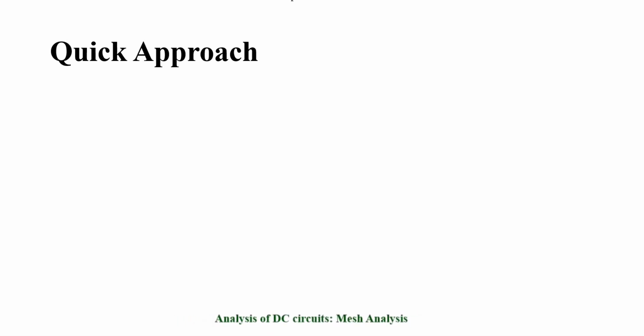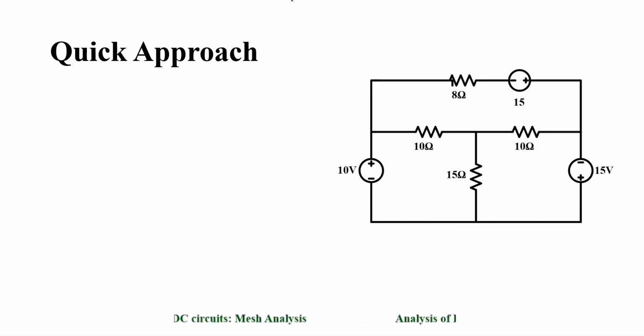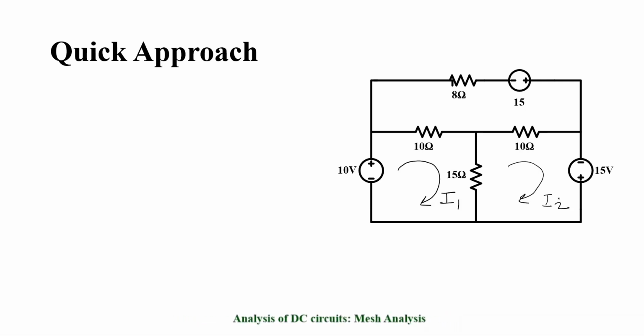So to understand this one, consider this electrical circuit. Here in this electrical circuit, we will follow the same procedure. We have three meshes, so I'll assume an imaginary current flowing in all three meshes. In mesh 1, I am assuming the current I1 flowing in a clockwise direction. And in the second mesh, I2 is flowing. In the third mesh, I3 is flowing.